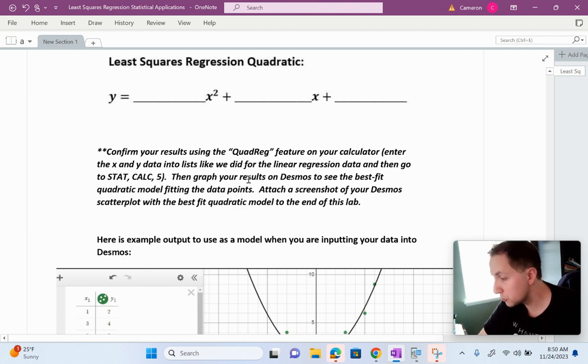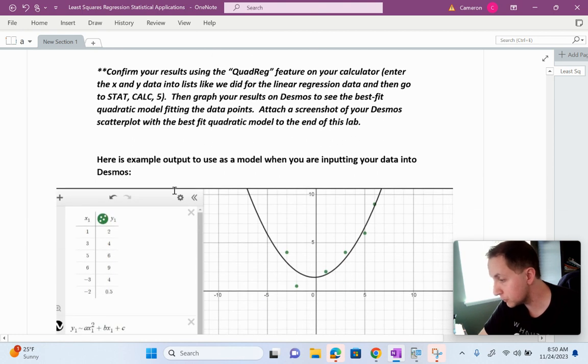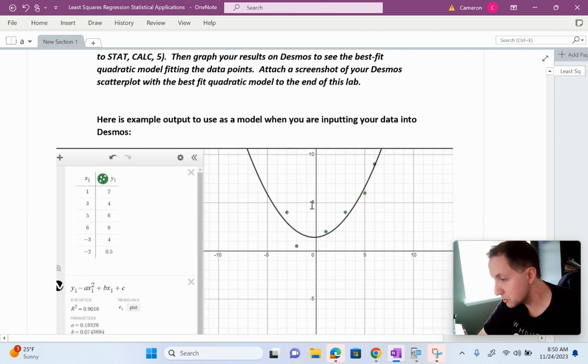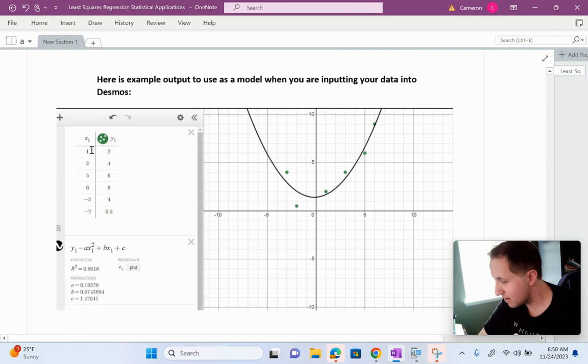I want you to also graph your results on Desmos to see the best fit quadratic model fitting the data points. And I want you to attach a screenshot of your Desmos scatter plot with the best fit quadratic model superimposed. I gave you an example here. I just made up some data. Here's what you would have to code in to line 2 for it to give you the parameters of A, B, and C. You can just put your screenshot into a Word document, print out a page, and staple it to the end of your lab. It should look something like this.